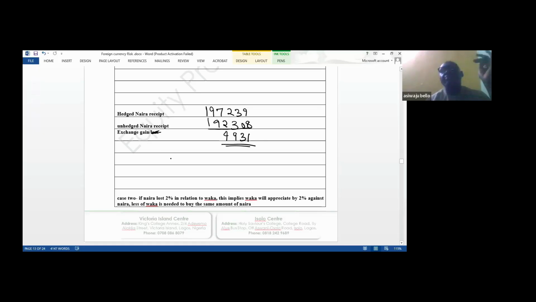Because we are going to receive 197,239, whereas assuming we have not hedged we would have received 192,308, there is a gain of 4,931 Naira. The examiner says calculate, so look at the requirements.